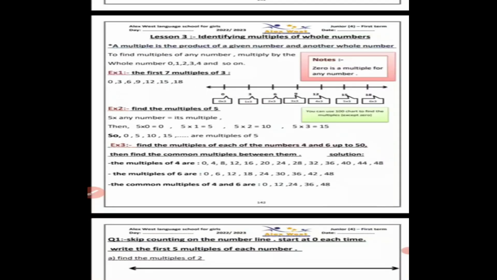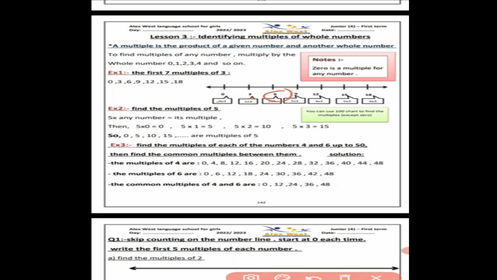Next lesson is multiples of whole numbers. What's the meaning of multiples? A multiple is the product of a given number and another whole number. To get the multiples of 3, we can multiply 3 times 0. 3 times 0 gets 0. 3 times 1, 3. 3 times 2, 6.